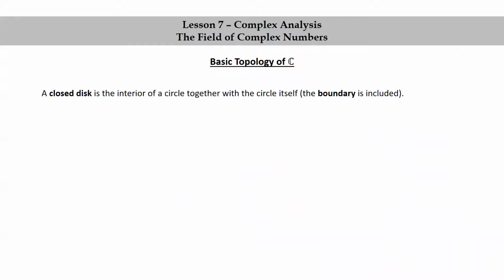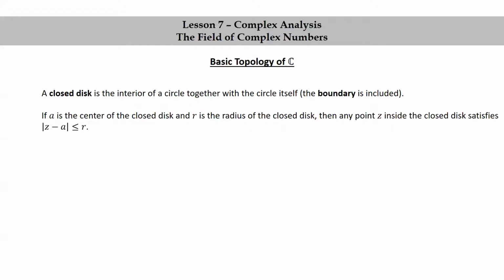A closed disk is the interior of a circle together with the circle itself. In other words, the boundary is included. If a is the center of the closed disk and r is the radius of the closed disk, then any point z inside the closed disk satisfies the distance between z and a is less than or equal to r. Let's look at an example.